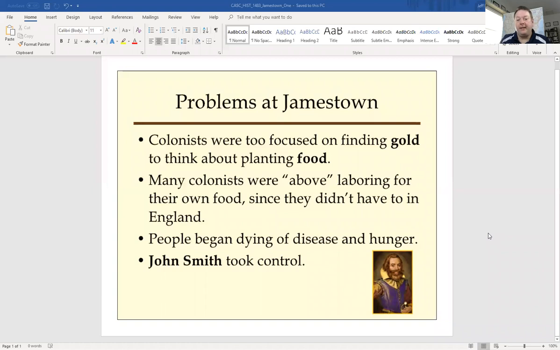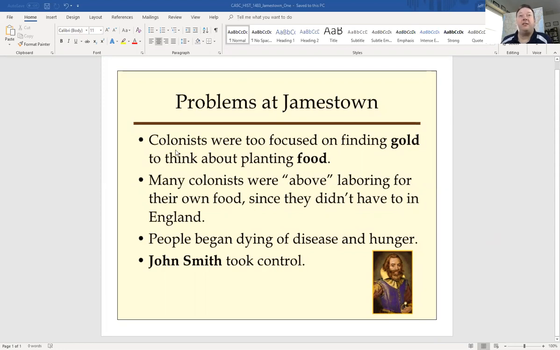And also during that time, Virginia moved from being a joint stock company, if you remember, to a royal colony in 1624. And it was ruled by the planter elites.